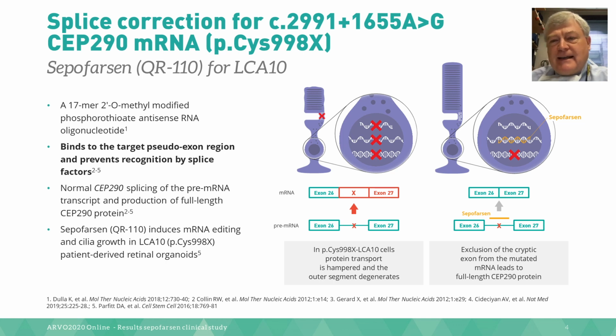The P-cis998X mutation introduces a new cryptic splice donor site deep within the intron 26 of the CEP290 gene that results in alternate splicing of the pre-mRNA and premature termination. The resulting shortened mRNA leads to nonsense-mediated decay, or a non-functional CEP290 protein. Sepofarsen, or QR110, is an endonuclease-resistant antisense short RNA oligonucleotide that blocks the cryptic splice site, resulting in normalization of CEP290 mRNA splicing and production of full or near full-length CEP290 protein.